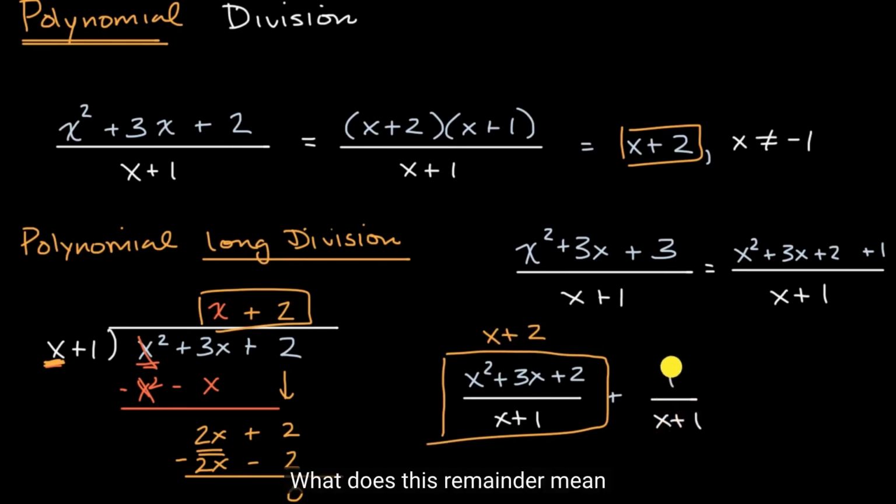What does this remainder mean? And how do we calculate it if we can't factor part of what we have in the numerator? And as we do our polynomial long division, we'll see that the remainder will show up at the end when we are done dividing. We'll see those examples in future videos.